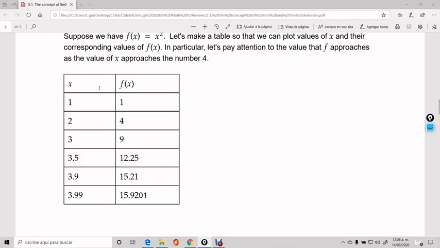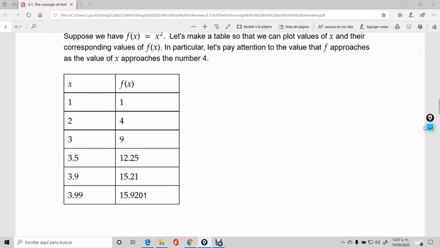Okay, for example, if you look here, I'm plotting the number 1, then the number 2, number 3, 3.5, 3.9, 3.99, and I could go on forever, 3.99999999, etc. Okay, and then what I do is I get the corresponding value of f of x, okay? For x equals 1, f of x is equal to 1, right? Because according to the function, f of x is equal to x squared, so 1 squared is 1. Perfect. Okay, now for x equals 2, how much is f of x? It's going to be 4, right? Because 2 squared is 4. Now 3 squared is 9. 3.5 squared is 12.25. Just believe me. 3.9 squared is 15.21.